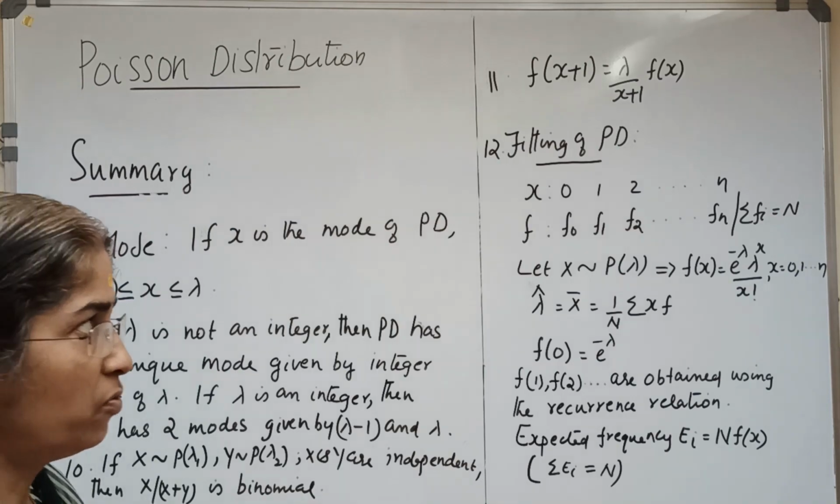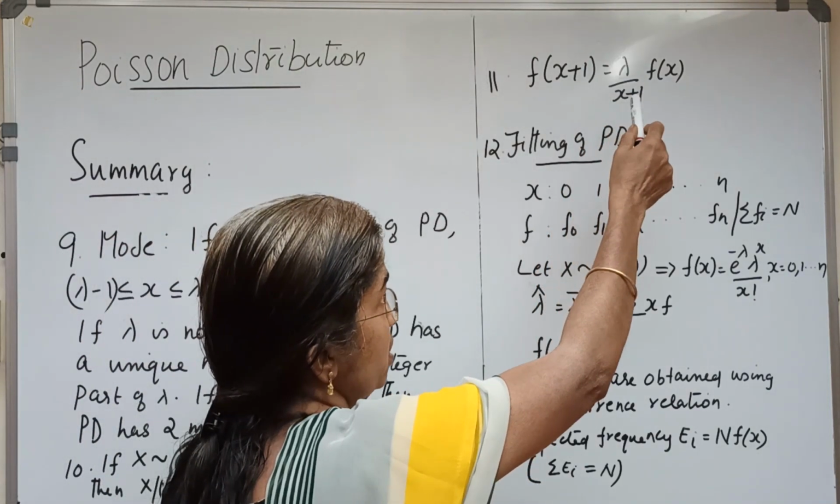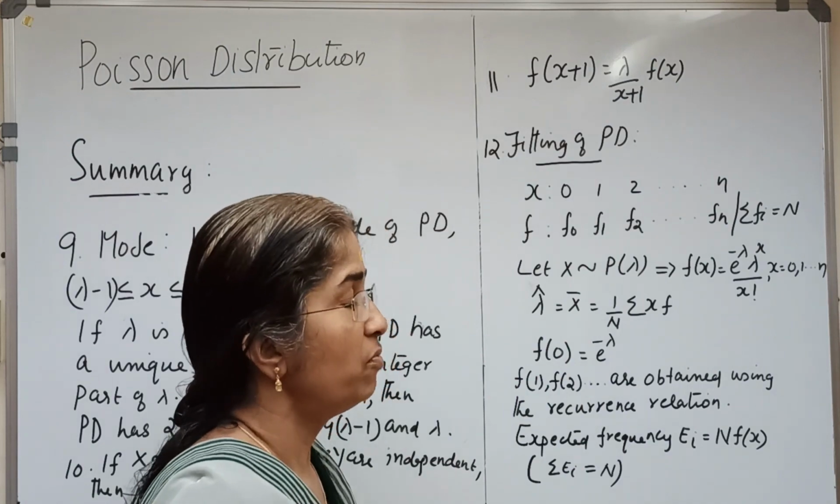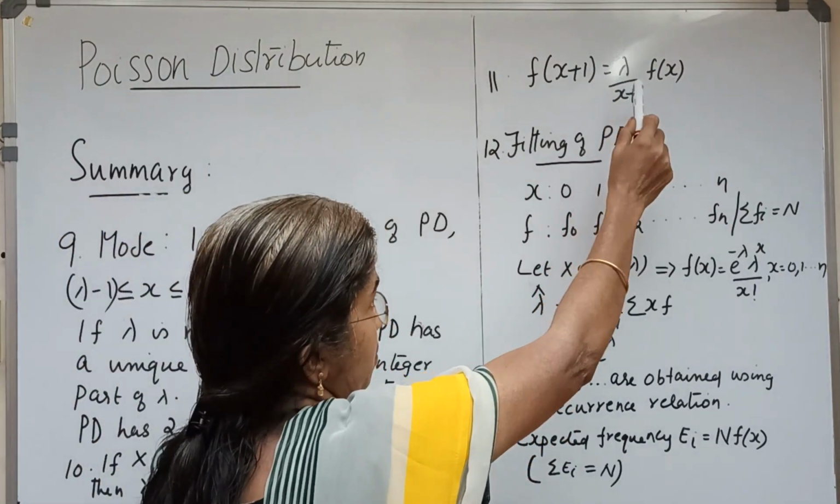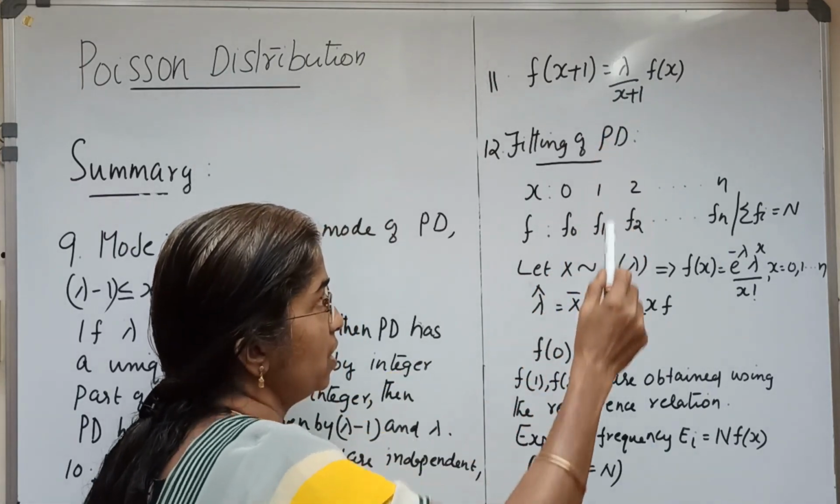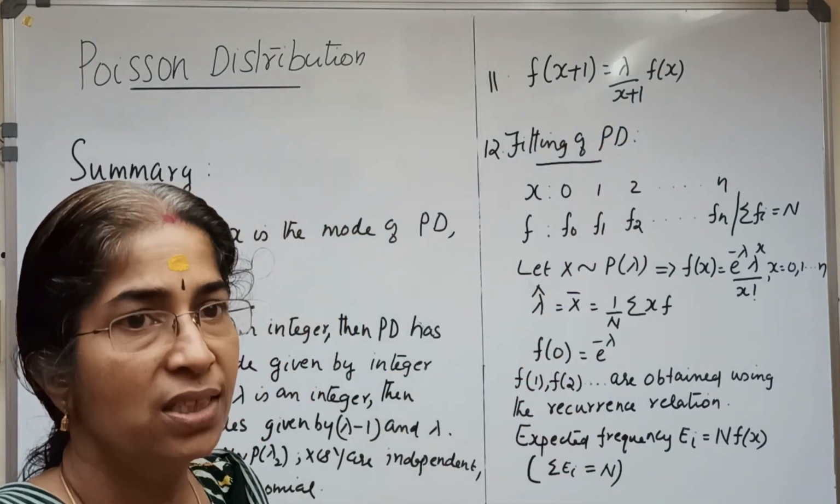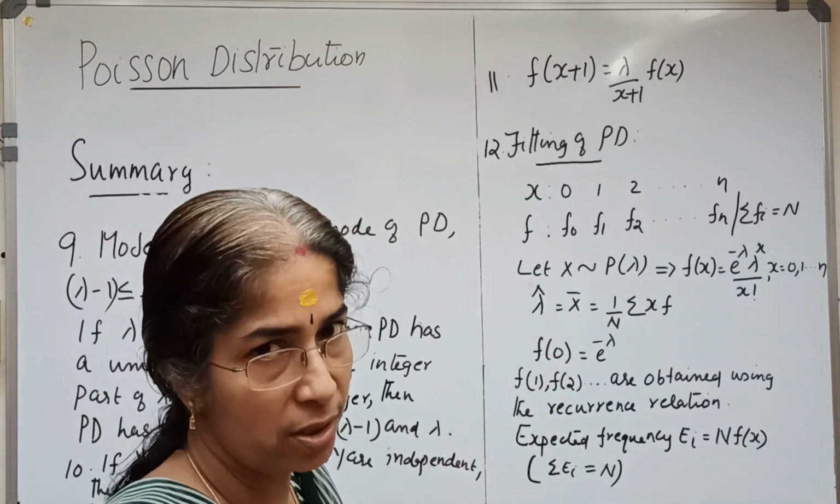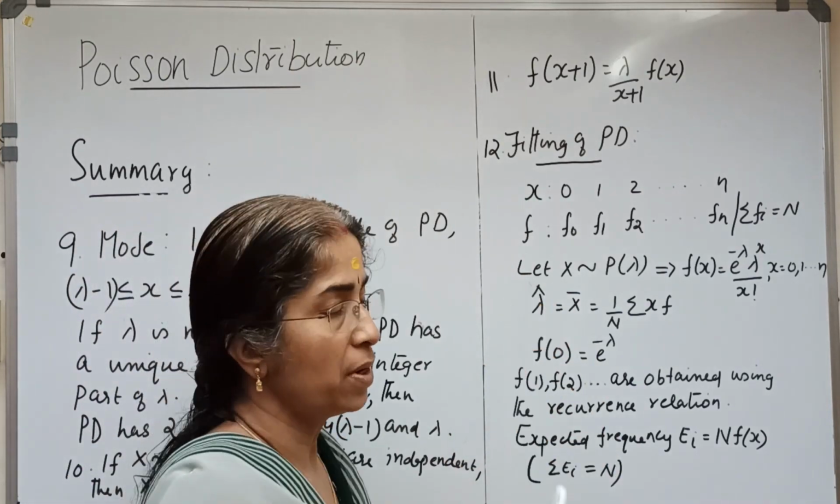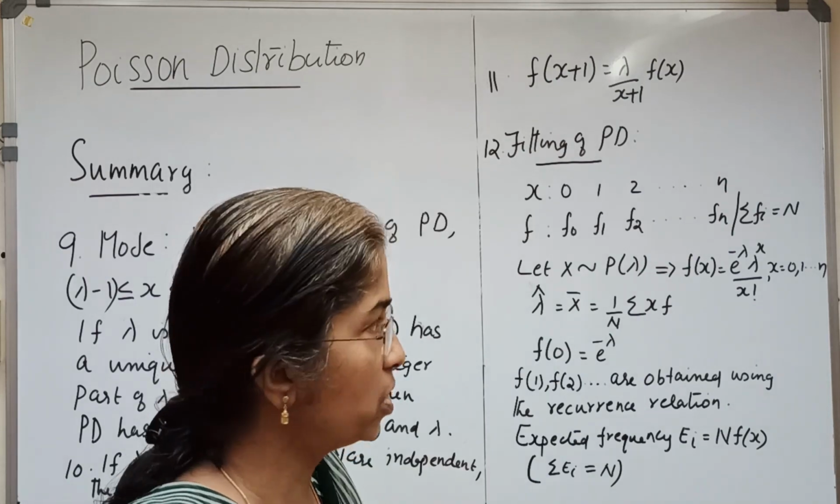Now we consider the recurrence relation of probabilities. We have f of x plus 1 equal to lambda by x plus 1 into f of x. This result is useful in fitting of Poisson distribution. Now, what is meant by fitting of Poisson distribution?